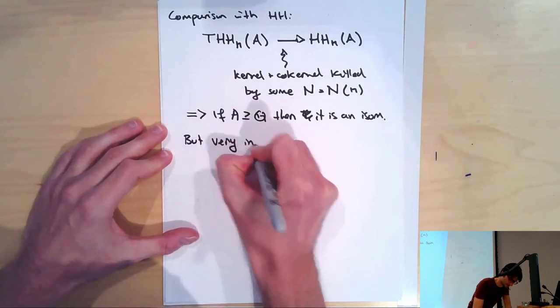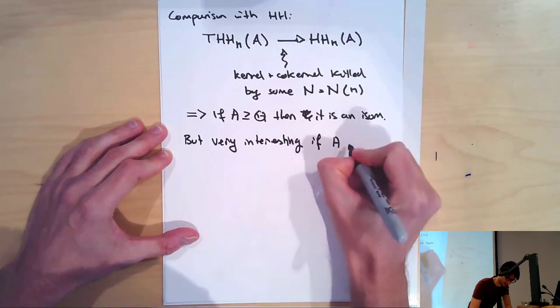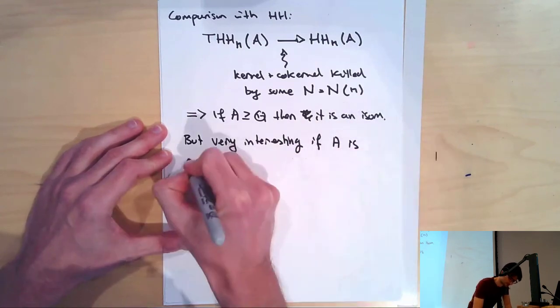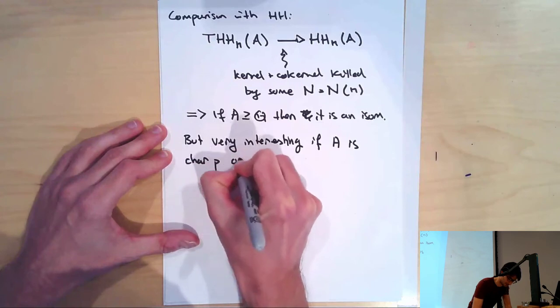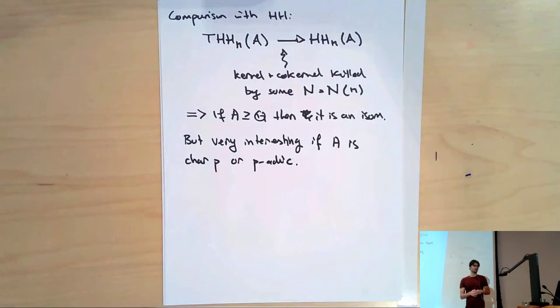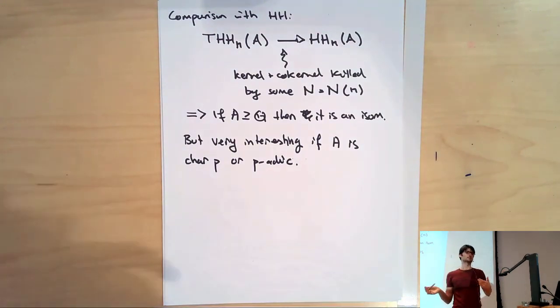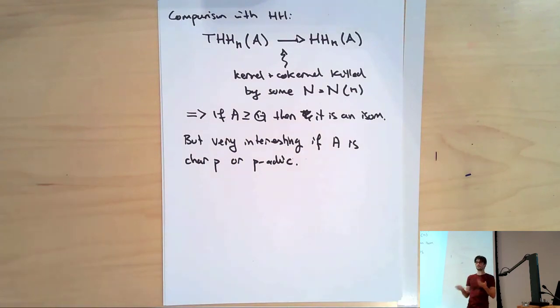But what we'll see is that it's very interesting if A is characteristic p or p-adic. The rough idea is the following. In the previous setup, in which we were studying some F_p-algebras, all of our constructions were necessarily linear constructions. All the constructions were Z-linear, and so if we plugged in some F_p-module, then everything that was spit out by the process was still an F_p-module.